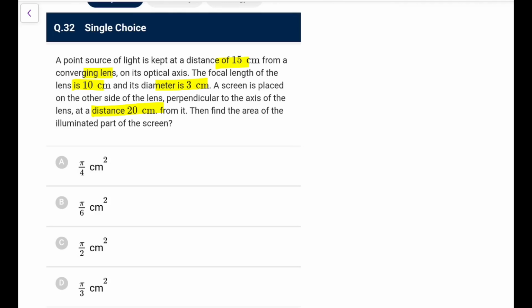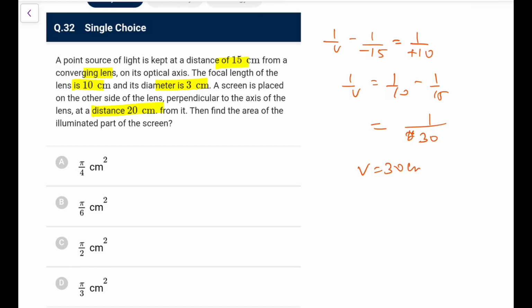Okay, so we have to do first of all the equation 1 by v, because lens means minus, we will take minus 1 by u, which is minus 15, that is 1 by f, which is plus 1 by 10. Convex lens was there. So 1 by 10 it will become minus 1 by 15. So what we have, the LCM as 30. This would be 1, so v is 30 centimeters.